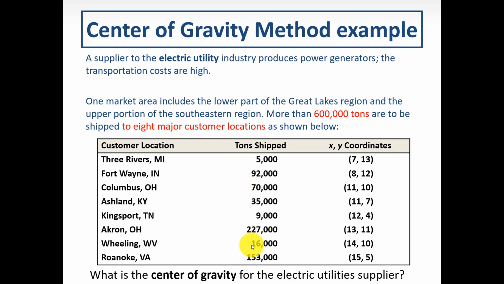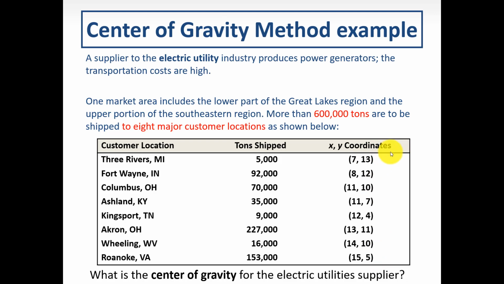You already see some differences, right? You see that Akron, Ohio is demanding a lot. And you see the opposite with Three Rivers. What is that? Minnesota? Michigan, I guess. That's Michigan, that's Indiana, Kentucky, Wyoming, Virginia. So this is really the north, and you see the variation of demand. You also have the location expressed in coordinates for all these cities.